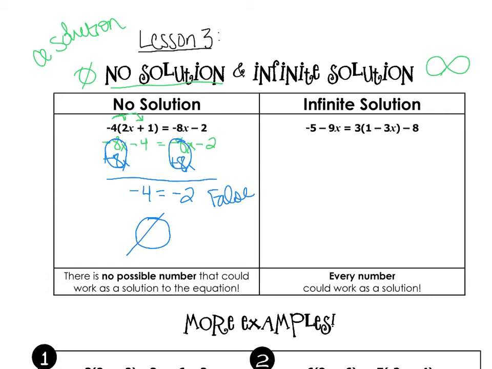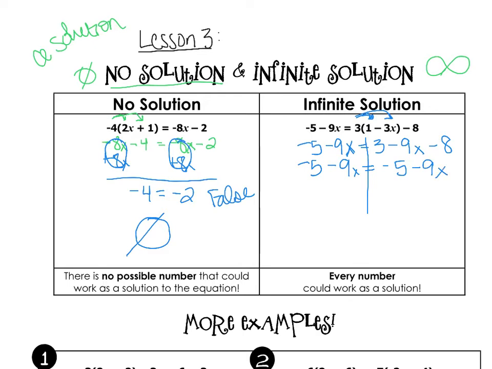Now over here on the other side, we're going to deal with a situation where we're going to get infinitely many solutions. Let's go ahead and distribute the 3. We've got -5 minus 9x equals 3 minus 9x minus 8. -5 minus 9x. And I have some like terms on the right-hand side that I will need to combine. When I combine them, I have 3 minus 8, which is -5 minus 9x.